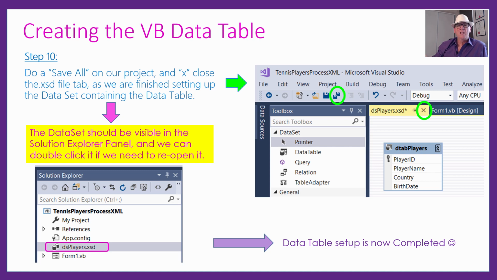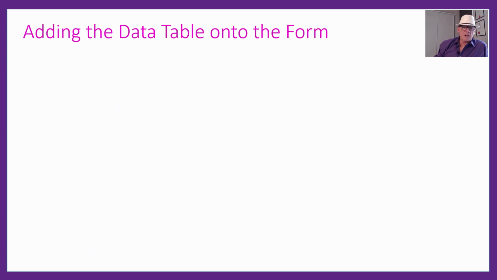Even though it is 10 steps, once you've done them a couple of times, they all start to make sense and it's kind of okay. If you want to pause the video and take a break at this stage and try to set up a data table, that might be an idea, and then you can come back, click on the timeline index. When you come back, we'll be up to adding the data table onto the form.